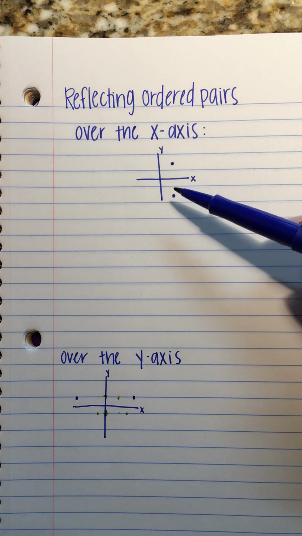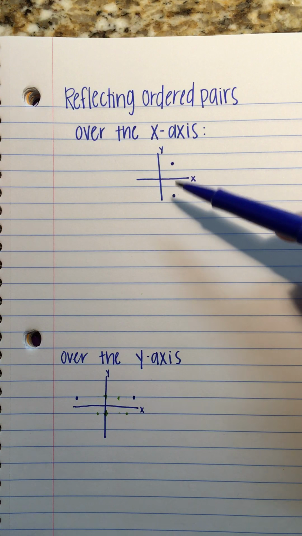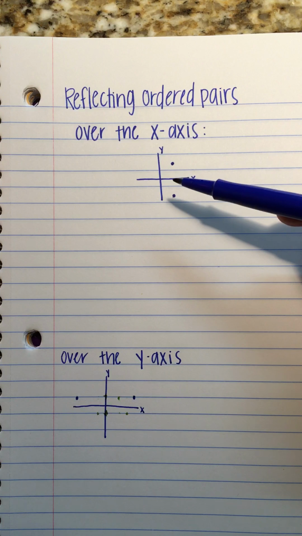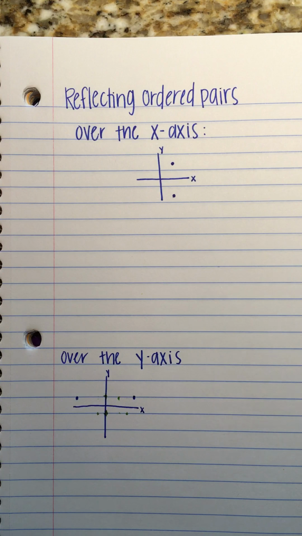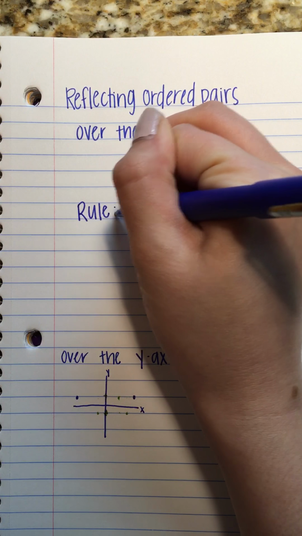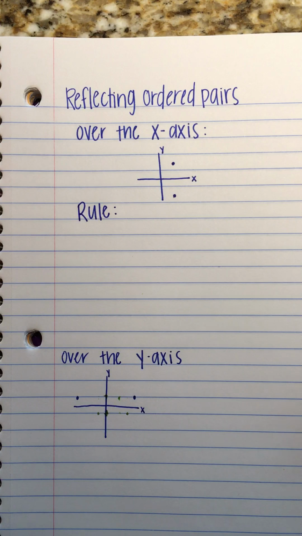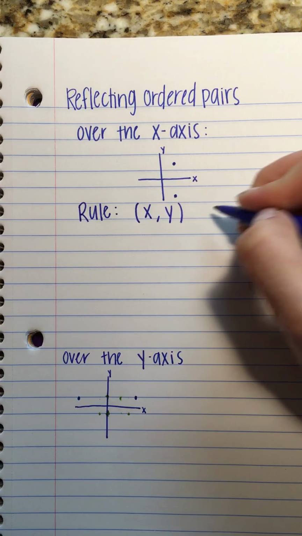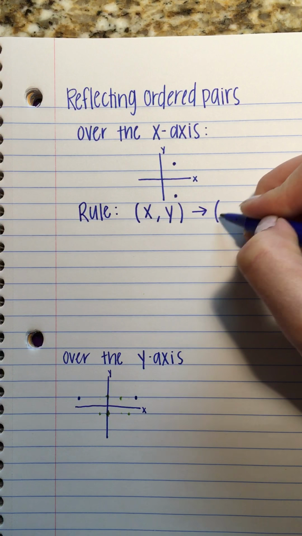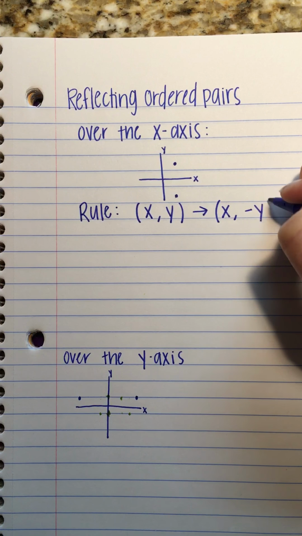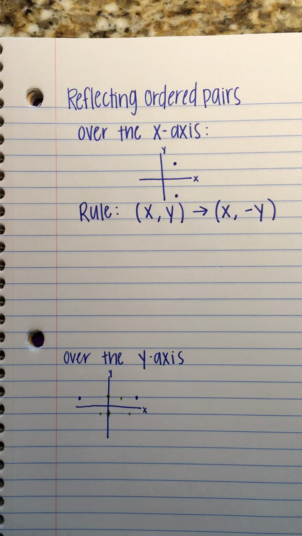Notice with these two ordered pairs, they're the same vertically, like they're aligned vertically. So they've got the same x value, it's just the y values that are different. So I'm gonna go ahead and share with you the rule for reflecting over the x-axis. Whatever your ordered pair is, you are going to keep the x and change the sign on your y.